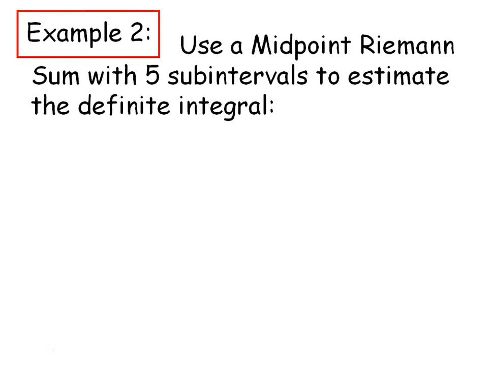Now let's go on to example number 2. This time let's try another midpoint Riemann sum. Midpoint Riemann sum typically for most students is the most difficult of the calculations, because now you have to use the midpoint of your rectangle to get the height of the rectangle. So let's try one with 5 subintervals to estimate a definite integral. Let's try the integral of cosine x from 0 to 1.